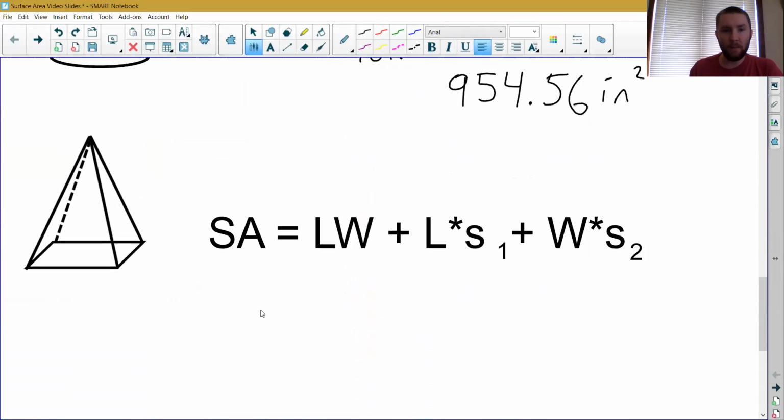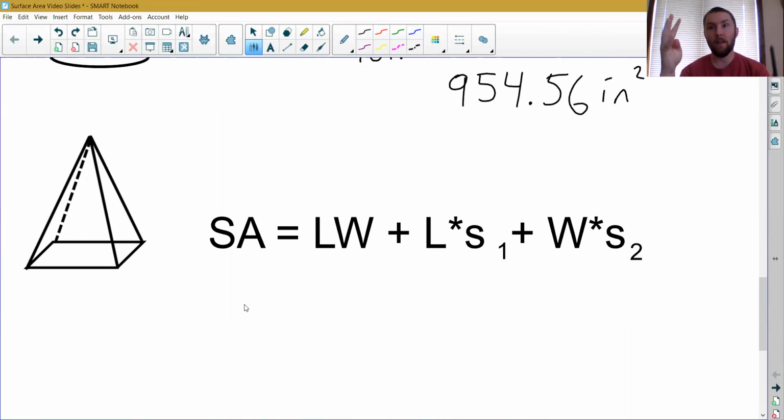If we move on to pyramids, here we're really trying to find the area of 4 triangles that are all around, pointing up, and then 1 rectangle on the bottom. The rectangle on the bottom has dimensions length times width. So that's this part of the formula. This is the rectangle on the bottom.